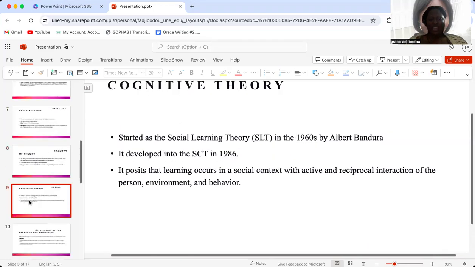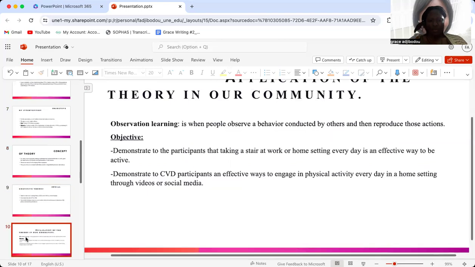Social cognitive theory started as social learning theory in 1960 by Albert Bandura, and around 1986 we called it social cognitive theory. It posits that learning occurs in a social context with active and reciprocal interaction of a person, environment, and behavior.